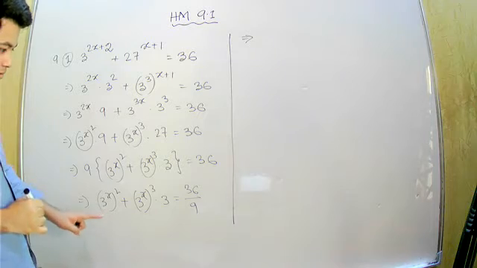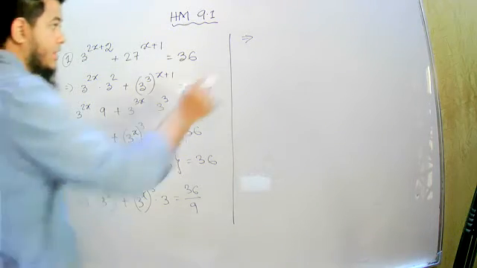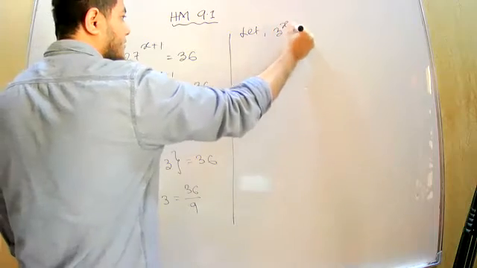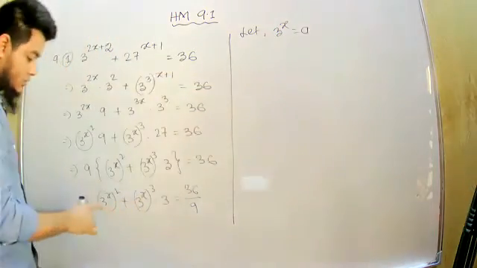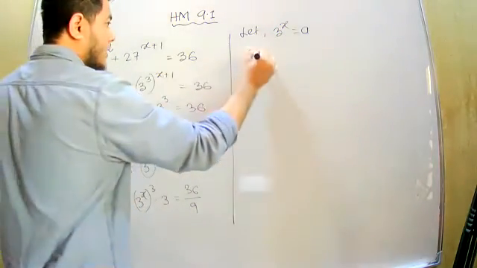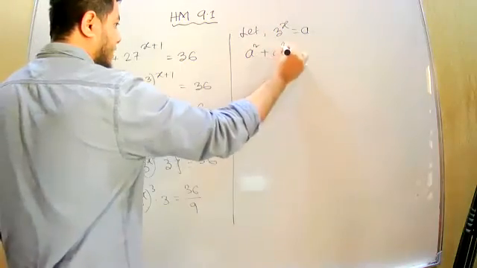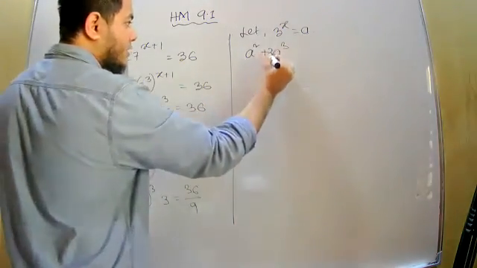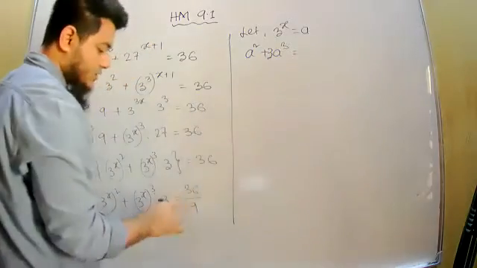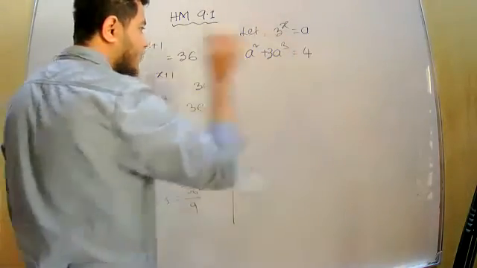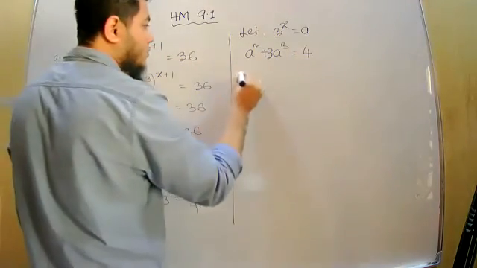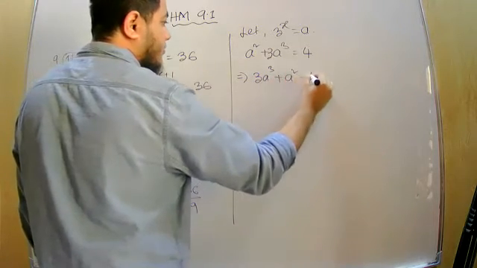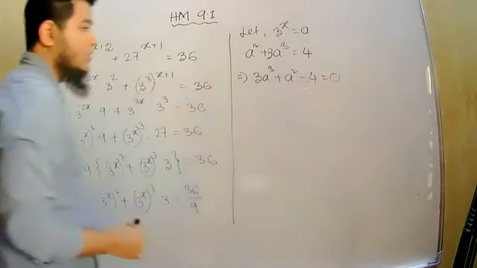Okay, so we will consider this one, 3 to the power x, as, let 3 to the power x be equal to a. So this expression will become a square plus a cube, or 3 is there, so 3a cube. 3a cube is equal to 36 divided by 9, that gives us 4. So we will have 3a cube plus a square minus 4 is equal to 0.